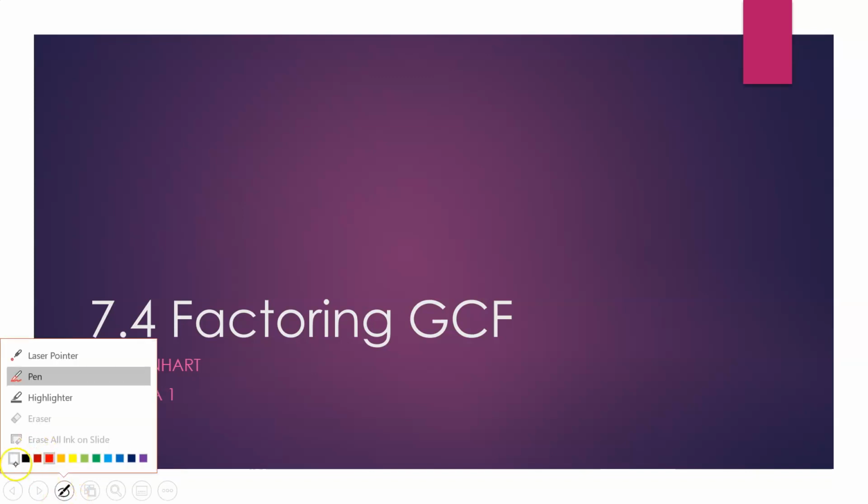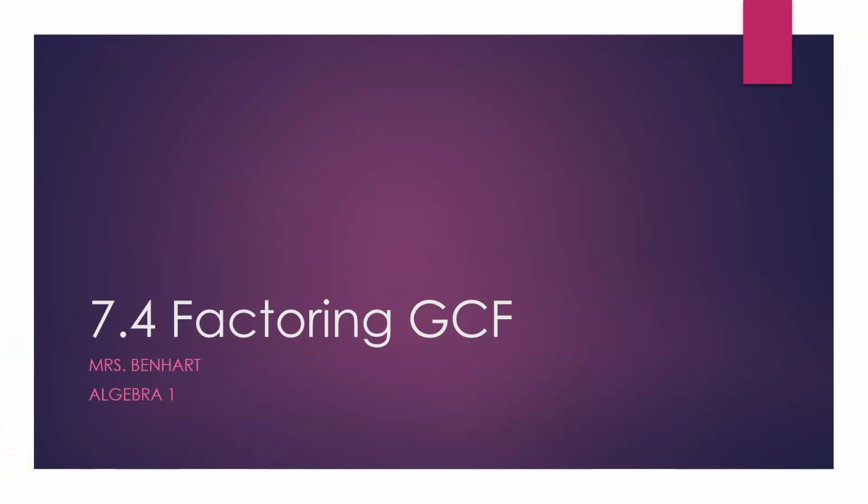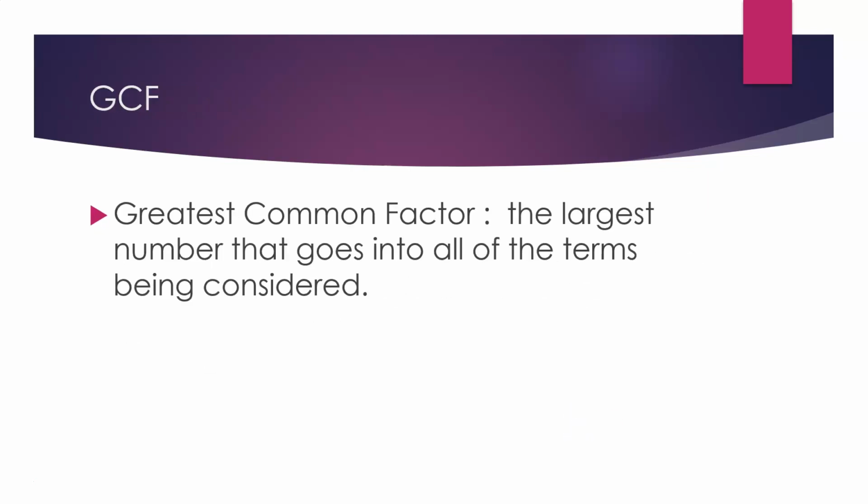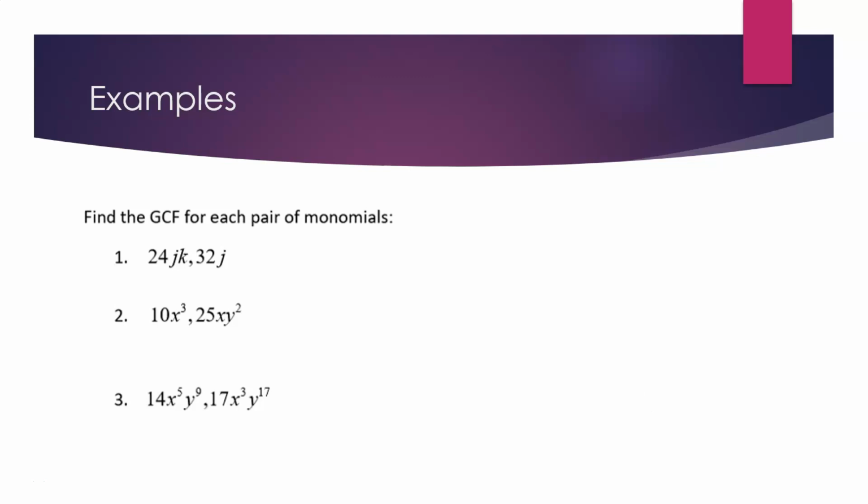This is section 7.4. Today we're going to talk about factoring and GCF. Factoring is the mathematical task of breaking down an expression into its pieces, its factors and multipliers, kind of like I said before, working backwards. The greatest common factor is the largest number that goes into all of the terms being considered. So let's look at some examples.